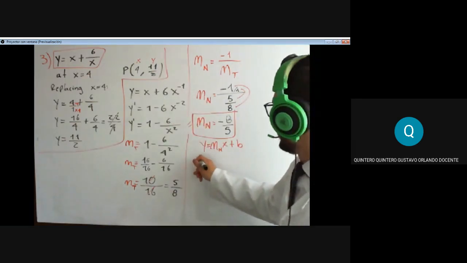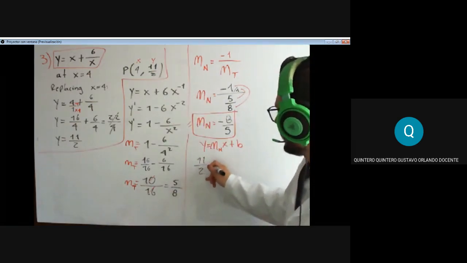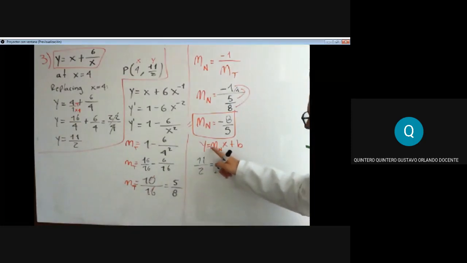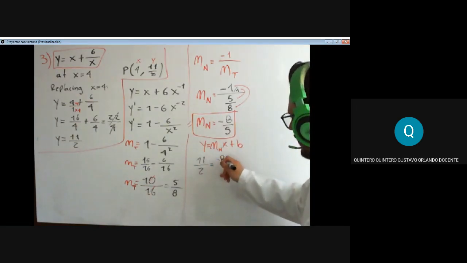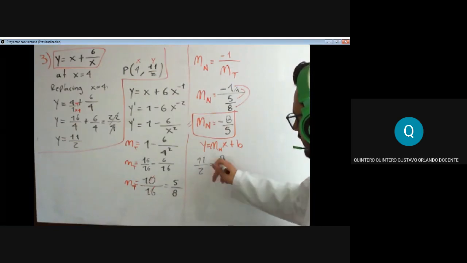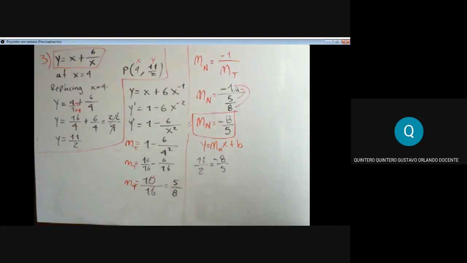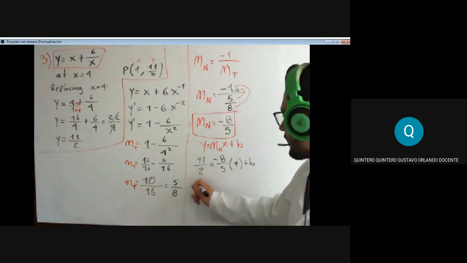So this will be 11 over 2 equals the slope of the normal, mn, which is negative 8 over 5, times x. The variable x will take the value of 4 at exactly this point, and then this is plus b. We don't know the value of b, but we can find it. Isolate for b.